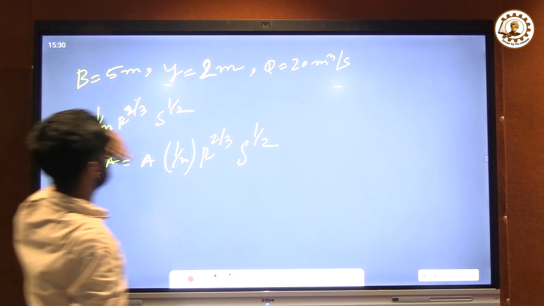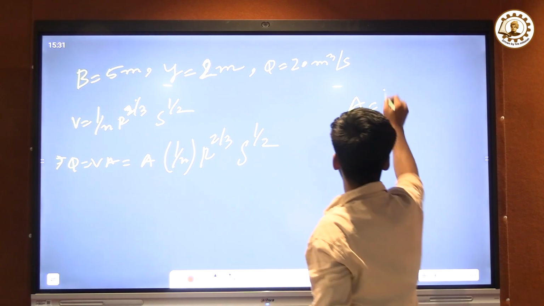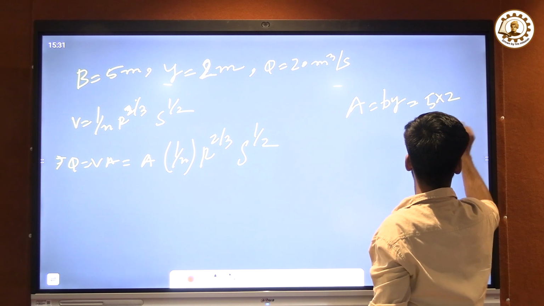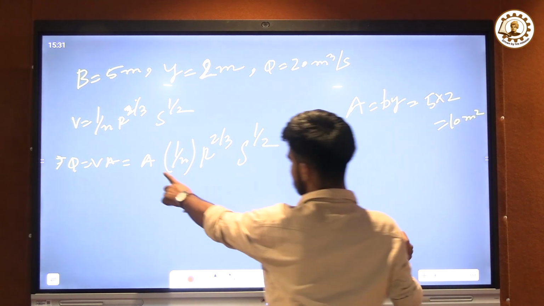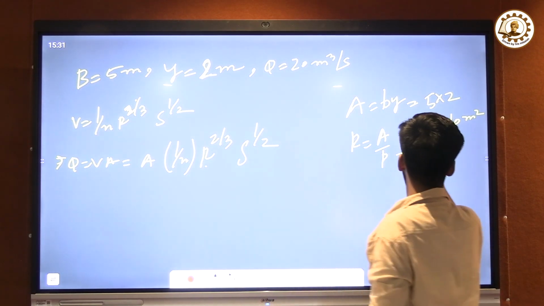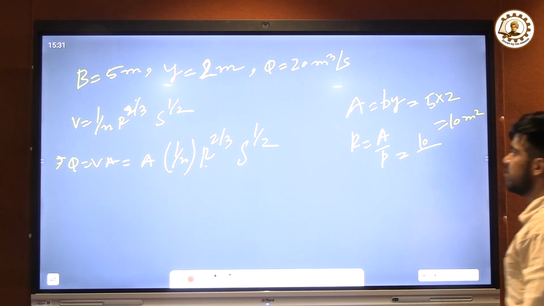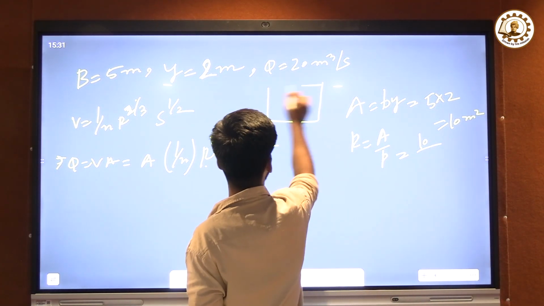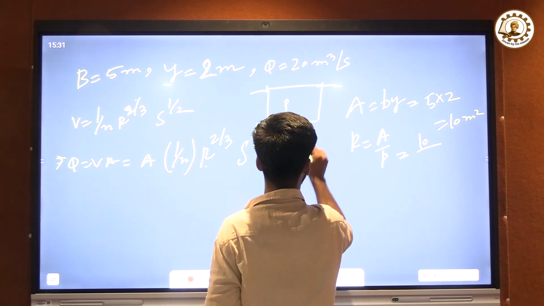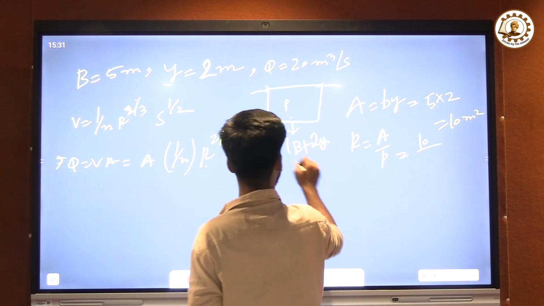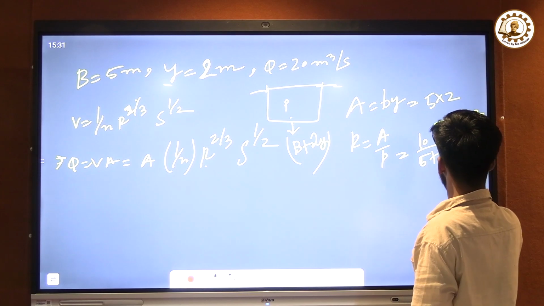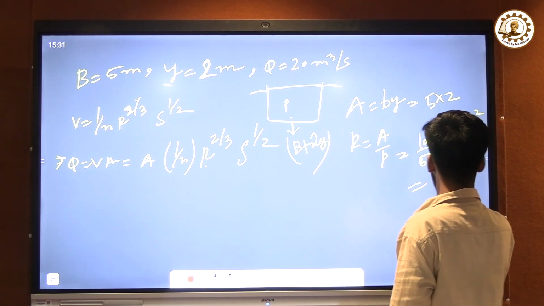Now the area will be B into y, which is 5 into 2, 10 meter square. And what will be the value of R? A by P, where A is 10 meter square. For a rectangular channel, the wetted perimeter P is B plus 2y, which is 5 plus 2 into 2, so R is 10 by 9.